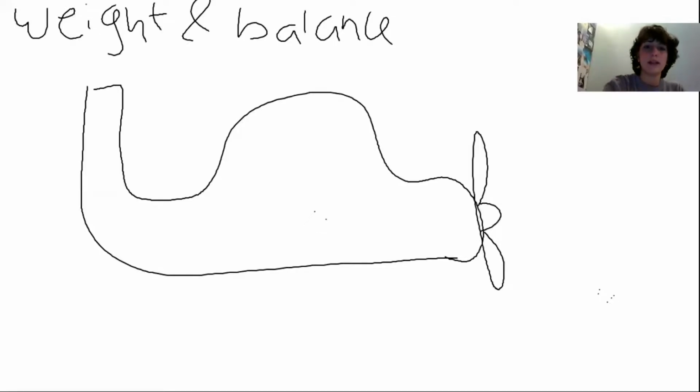Hello, today I'm going to be teaching you how to calculate weight and balance in an aircraft. To begin with, we have the datum line, which is located right here.